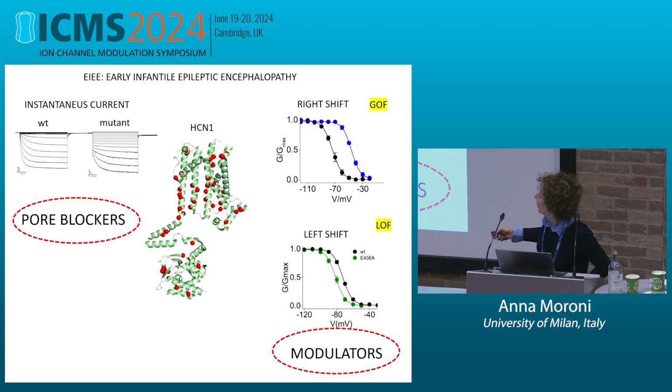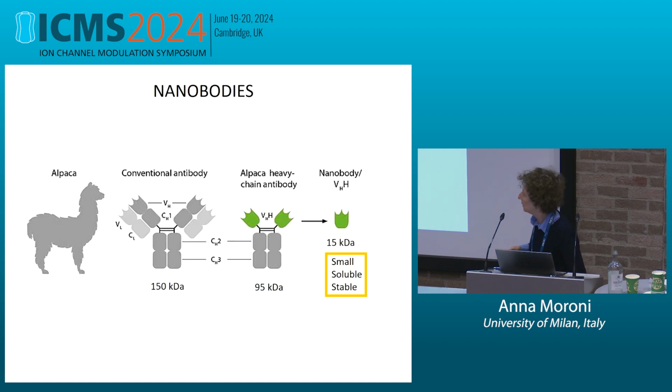Therefore, the need is for finding also different modalities to interact with the channel. So we need maybe blockers for the instantaneous current, but we also need modulators of the voltage sensing, even within the same class, the same pathology, in the same subtype. So in conclusion, we thought that a good idea was to screen for nanobodies.